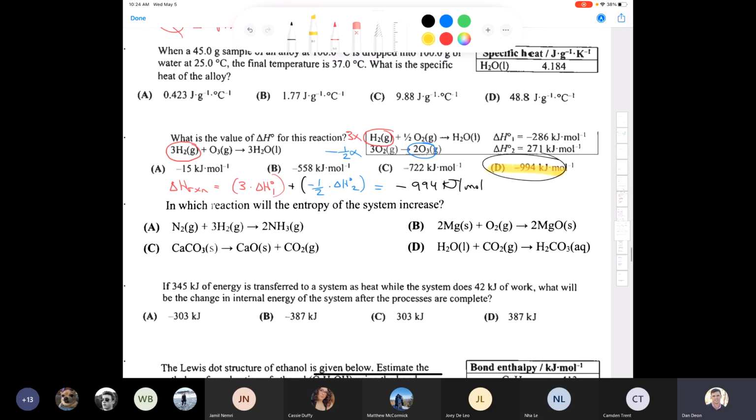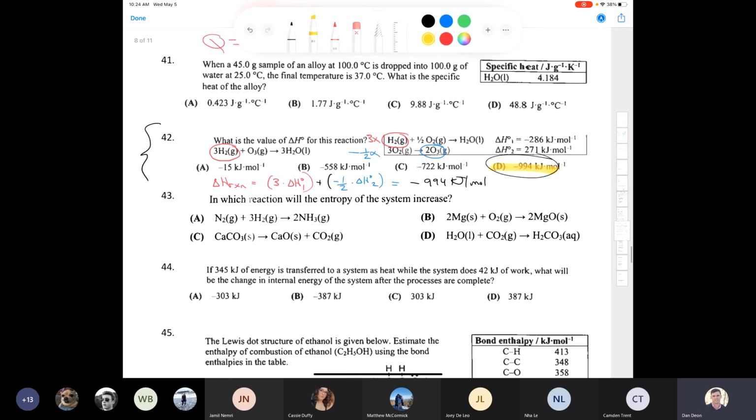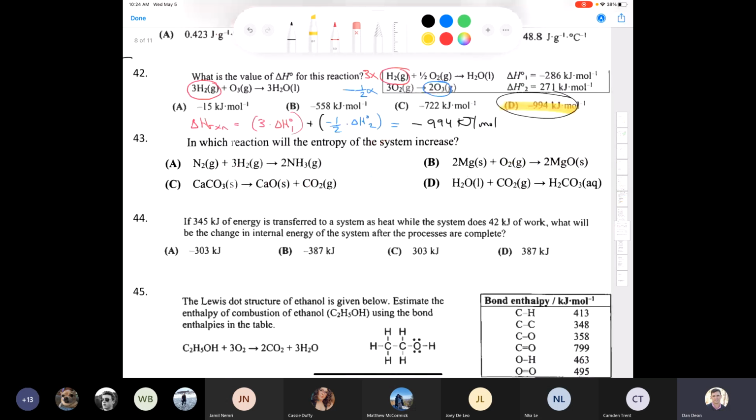All right, let's take a look at what's next? Number 43. In which reaction will the entropy of the system increase? So we're looking for an increase in S, in entropy. I'll let you guys take a look at this one and let me know if you think you got an answer. I'd love to hear it. Increase in disorder. Which one is getting crazier?